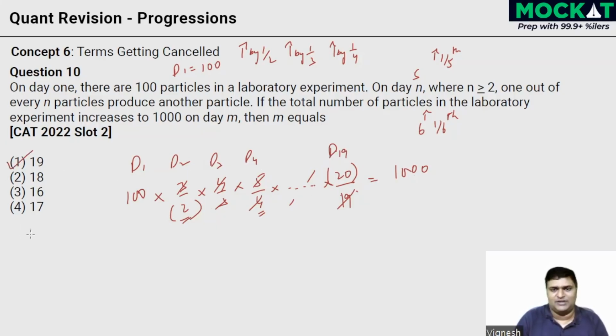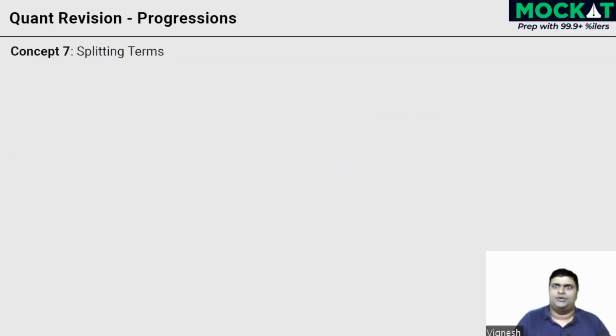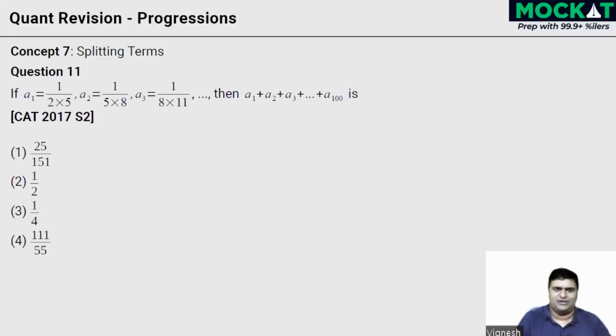They could have made this difficult with having 20 in the options, which they didn't, right? So this was from the slot which I had written. Next on to splitting terms, right? Splitting terms. Let's take it up with an example itself, right? Something which turned up a while back, CAT 2017.